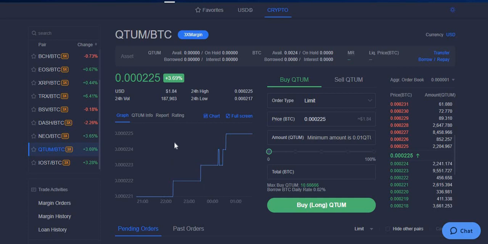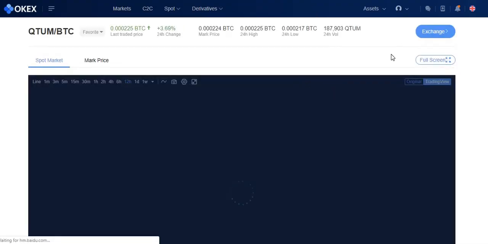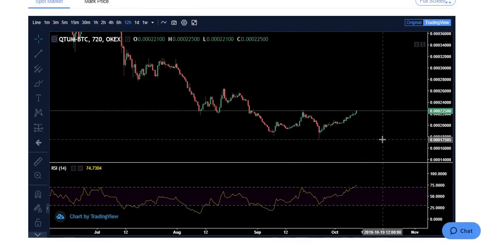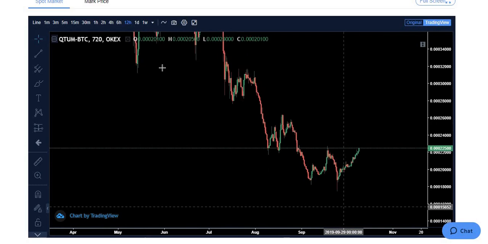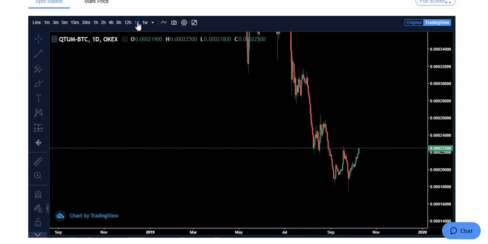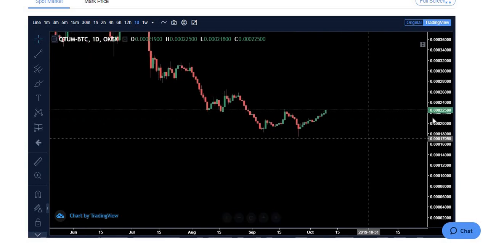So if you look at this, this is not a clear chart around here. If you just click on this, it will direct you to the Okex trading view site, and you have this. So now what we're looking at, take note of this. This is a 12 hours time frame. You can also bring it higher to 1 day time frame. Now whenever I look at this, what I see here is a double bottom chart pattern.